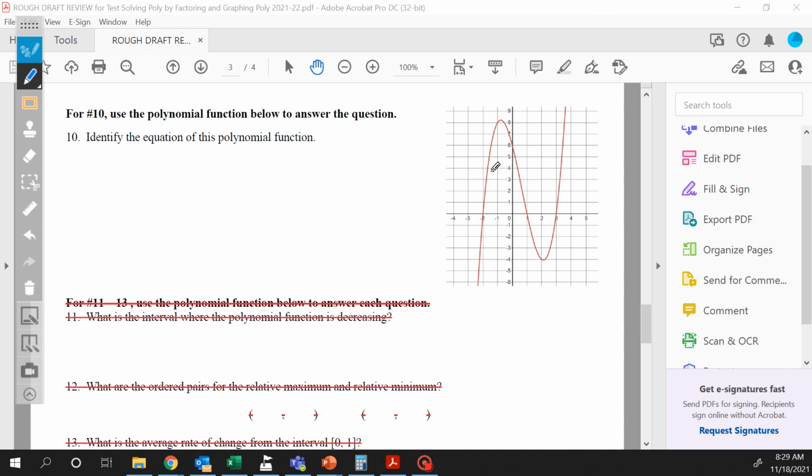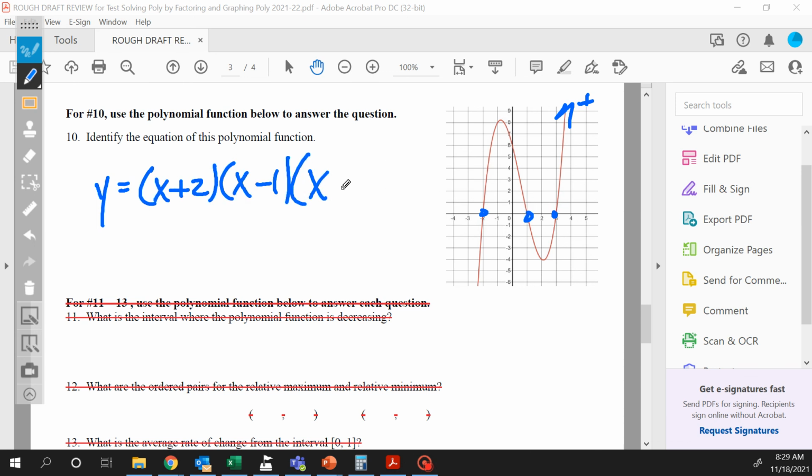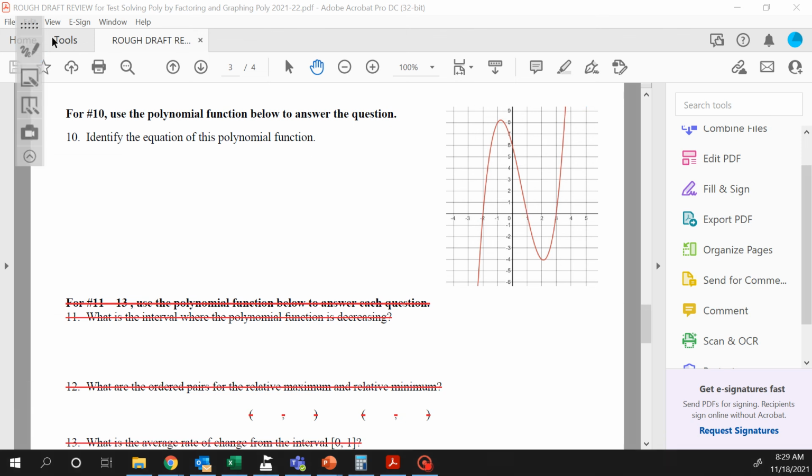Number 10, identify the equation. Okay, so it's a leading coefficient that's positive because it's going up. It should have a factor of x plus 2 for the negative 2. It should have a factor of x minus 1 for the positive 1, and should have a factor of x minus 3 for the positive 3. And that would be our equation.